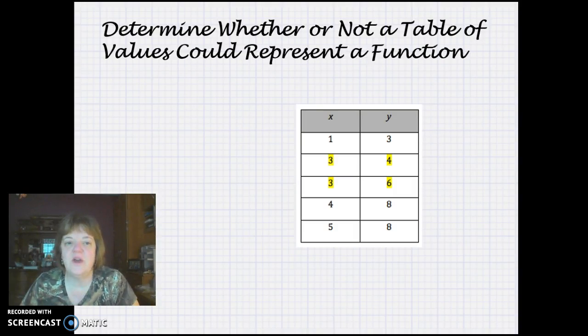So let's determine whether or not a table of values could represent a function. As you look at this table, you're going to see that we've got some values highlighted. We've got a couple of 3's in the x column and their y counterparts. And I want you to realize that based on what we've already learned, if there is the same number in the x column and they give different answers in the y column, it's not a function. It's that simple. So when you see duplicates in the x column, check out the y. If those numbers are different, then it's not a function.